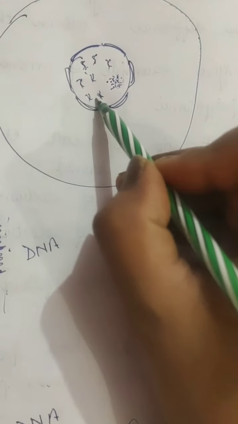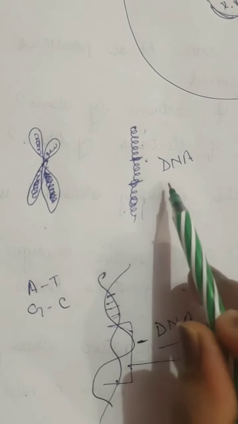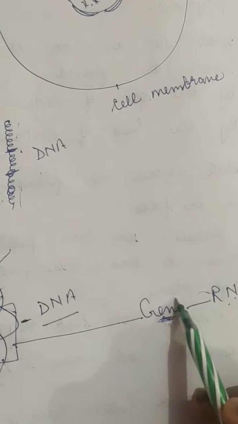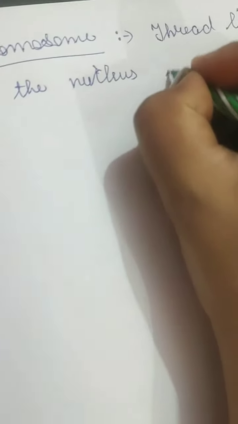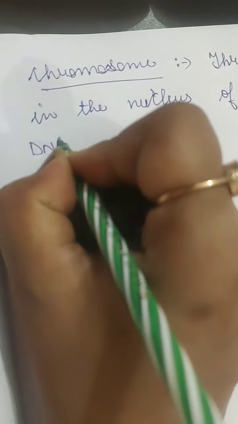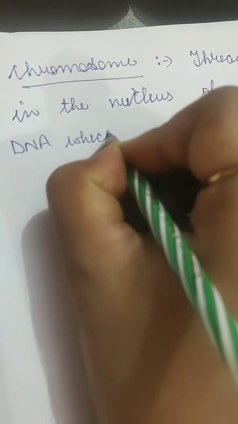So the nucleus has chromosomes. Chromosomes are made up of DNA, and DNA has genes in it. So we can write that chromosomes are thread-like structures in the nucleus of a cell, formed of DNA, which carries genes.